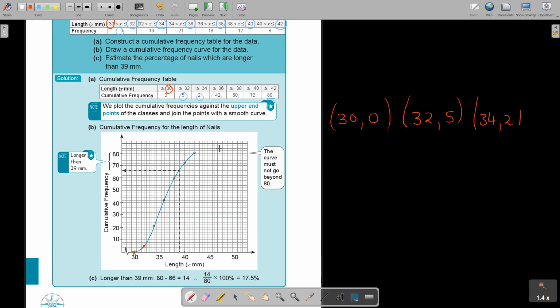And that's how you do the cumulative. And then they can ask you questions on cumulative. So estimate the percentage of nails which are longer than 39. So then I will just go, where is 39? Do you see? Here I indicate. Read it down, but be careful. They don't say shorter, they say longer.